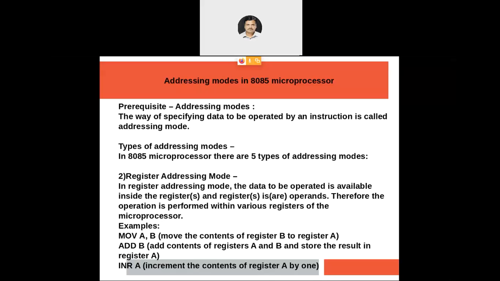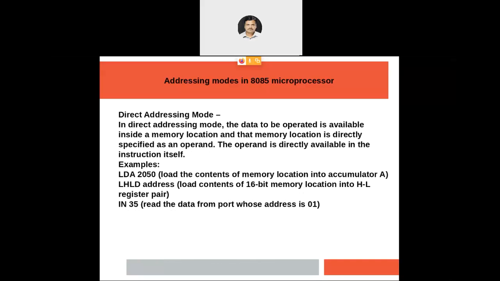Here they have given an example: MOV A, B, that is, the contents of the B register are shifted to the accumulator. Then ADD B: addition of the accumulator content with B and stores the data in A. Then INR A, increment the contents by 1. Like that, direct addressing mode. In direct addressing mode, the data to be operated on is available inside a memory location, and the memory location is directly specified as an operand. The operand is directly available in the instruction itself.